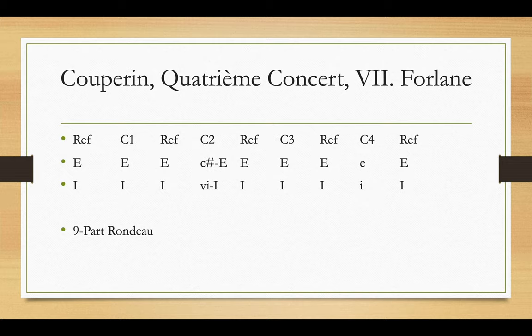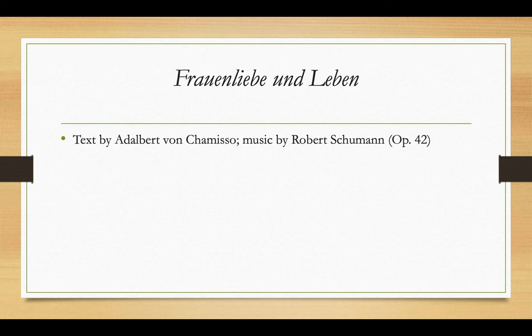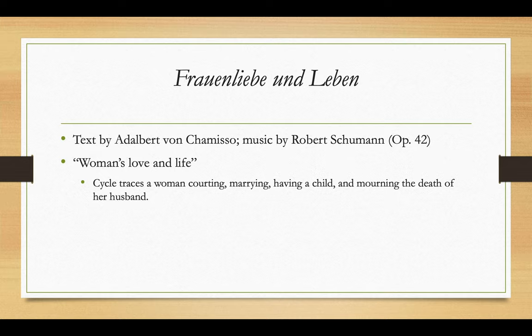Next up is Frauenliebe und Leben. So this is a poetry cycle by Adalbert von Chamisso, and this is most famously set by Robert Schumann as his Opus 42. There are other musical settings of this song cycle, though. So the title translates to Women's Love and Life. Over the course of the entire 8-song cycle, it traces one particular woman courting and marrying and then having a child with someone and then eventually mourning the death of her husband and dealing with the emotional aftermath of that. So it basically covers the entire relationship between this particular woman and her husband.